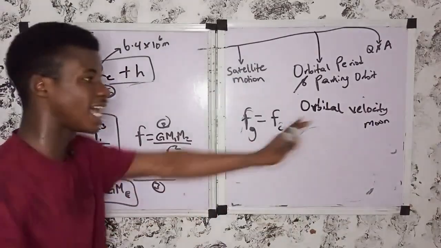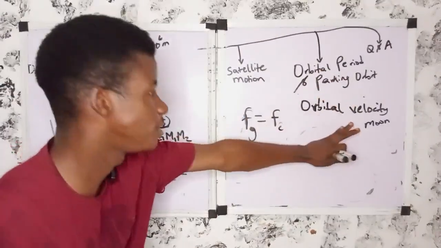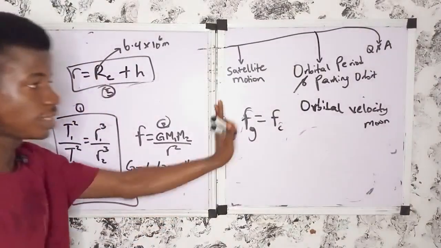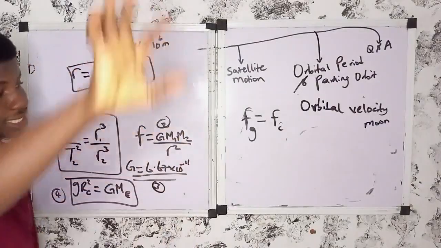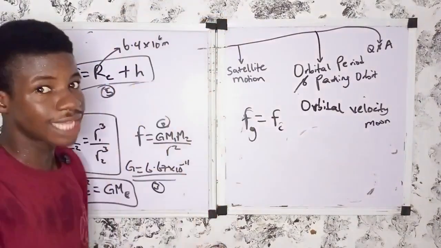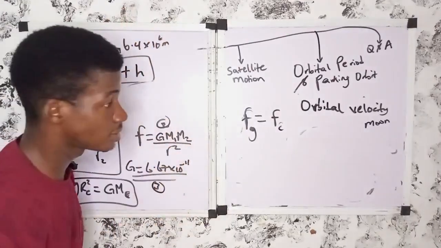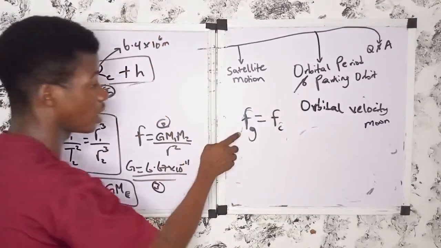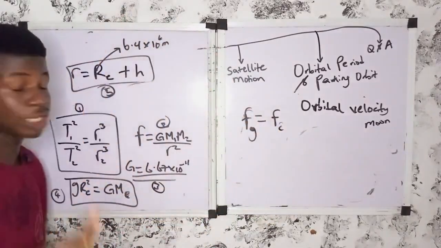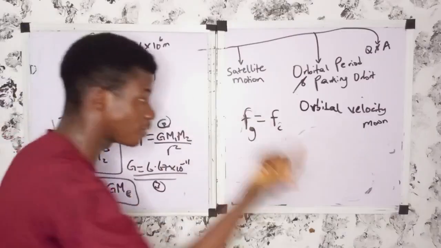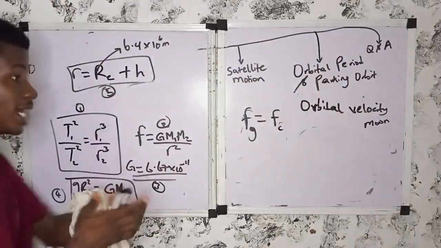Now let's derive this velocity. How are we going to get the formula for it? Remember, the satellite is moving around the Earth, and that type of motion is a circular motion. Circular motion is provided by centripetal force, which makes the satellite move in a circular path. And that force is provided by the gravitational force between the Earth and that object.